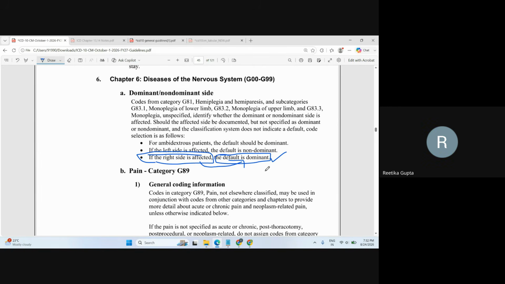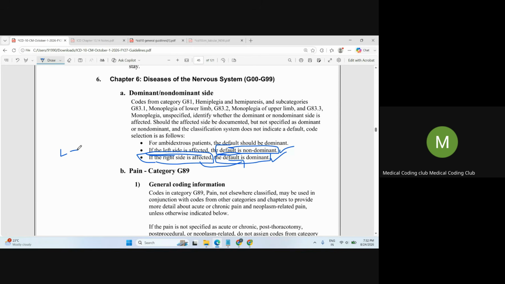dominant. Same way, if the left side is affected and the doctor is not giving you information on whether the left side was dominant or non-dominant for the person, you will go with the default, non-dominant. And same way, the doctor said the left side was affected, but this left side was dominant for the person. He was a left-handed person. That side only was affected.